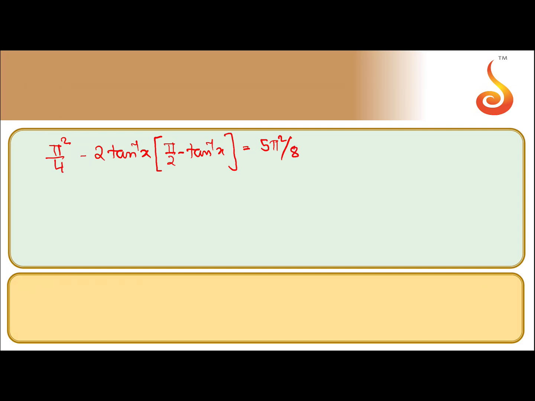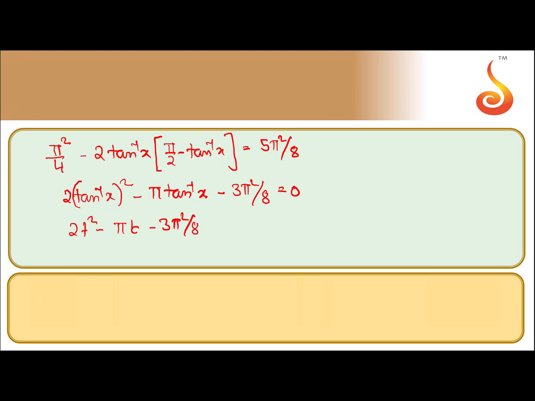If you simplify it, finally we get 2 (tan inverse x) whole square minus pi tan inverse x minus 3 pi square by 8 equal to 0. It's a quadratic equation: 2t square minus pi t minus 3 pi square by 8. So what is t now? T you get as pi plus or minus under root of pi square plus 4 into 2 into 3 pi square by 8. 3 2s are 6, 6 4s are 24, divided by 2 into 2.